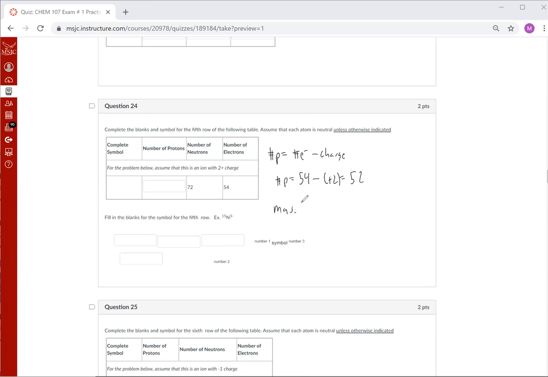We also know that our mass number is equal to our number of protons plus the number of neutrons, which is equal to 52 plus 72, or 124. So would someone like to help me out? 128.